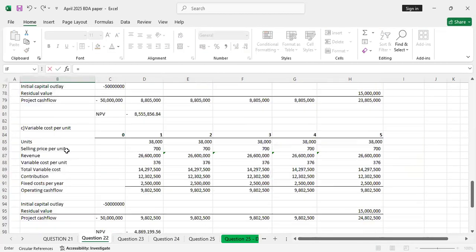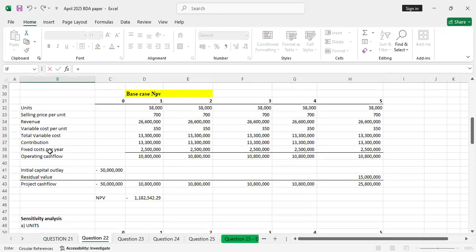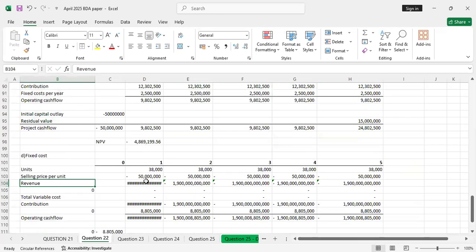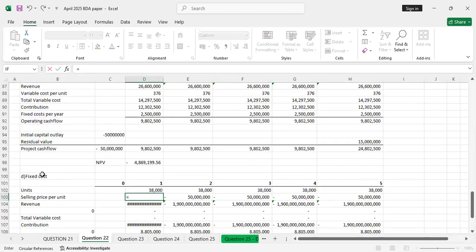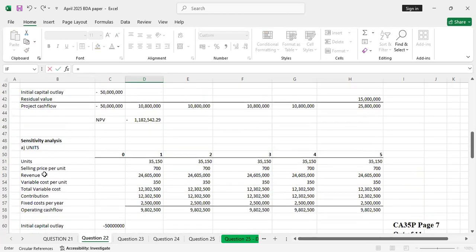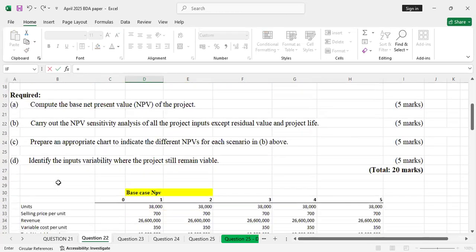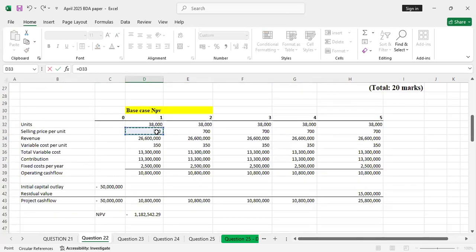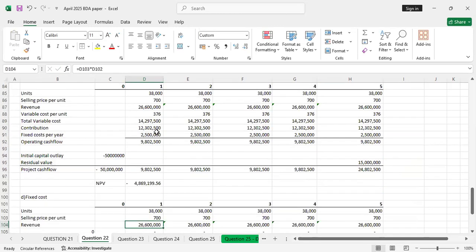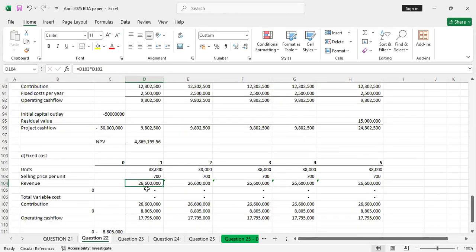Our selling price. You go back. Don't get tired. It's a lot of work, but it's worth it. Selling price per unit, the original data. Yeah, because if you copy all those others, you will mess up. So revenue there.